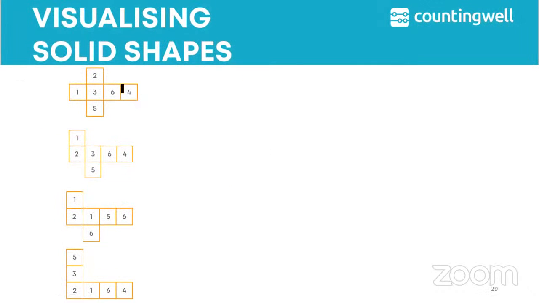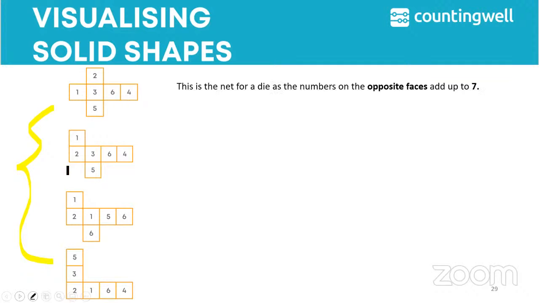So here you can see we have 4 outlines. This first one is a net because the opposite faces add up to 7. So here 4 and 5 are opposite faces, 6 and 7 are opposite faces, 3 and 4 are opposite faces. That's why it is a net of a die.